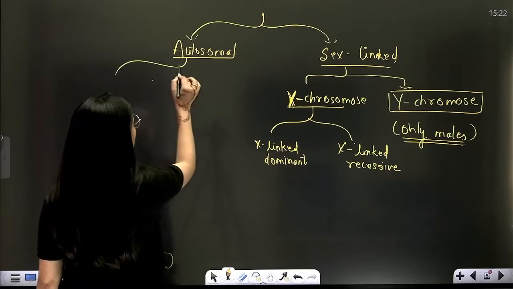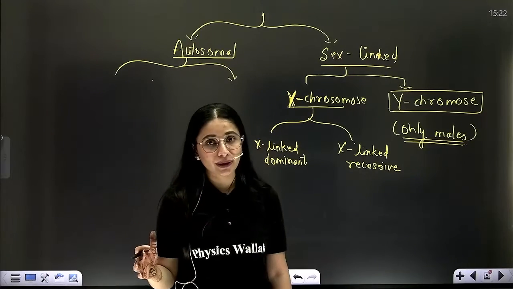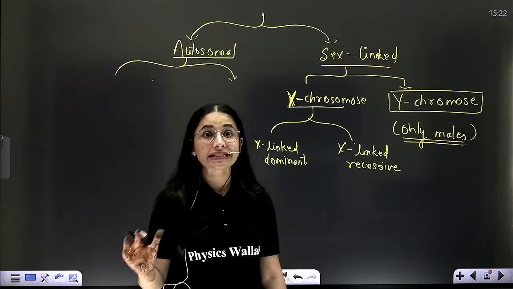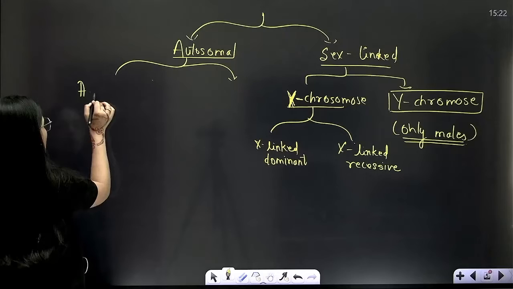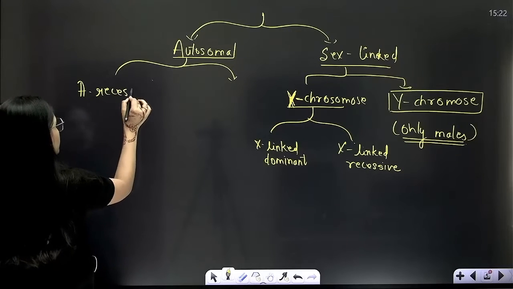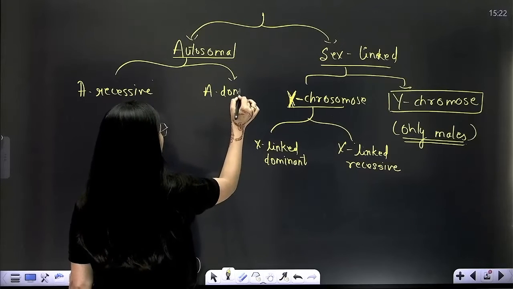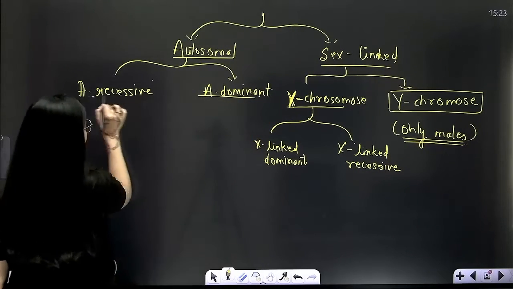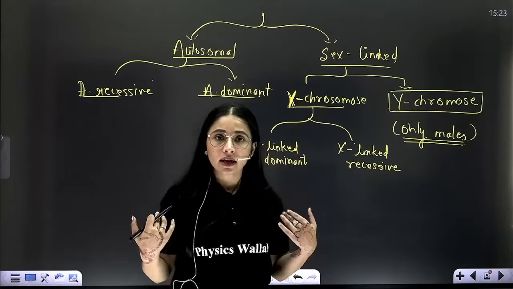Similarly, autosomal diseases are equally distributed in both male and female. As you know, distribution of autosomes is the same in both the sexes. They can be either autosomal recessive or autosomal dominant. So these many are the disorders which you have to actually learn how to trace in a pedigree chart.